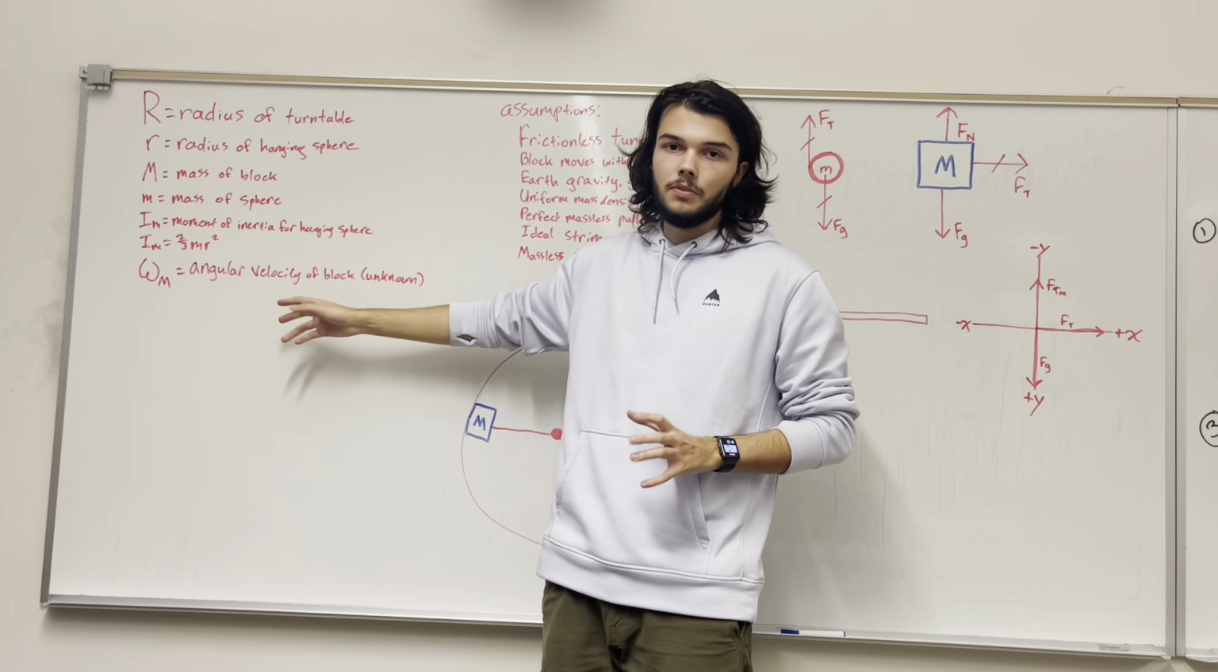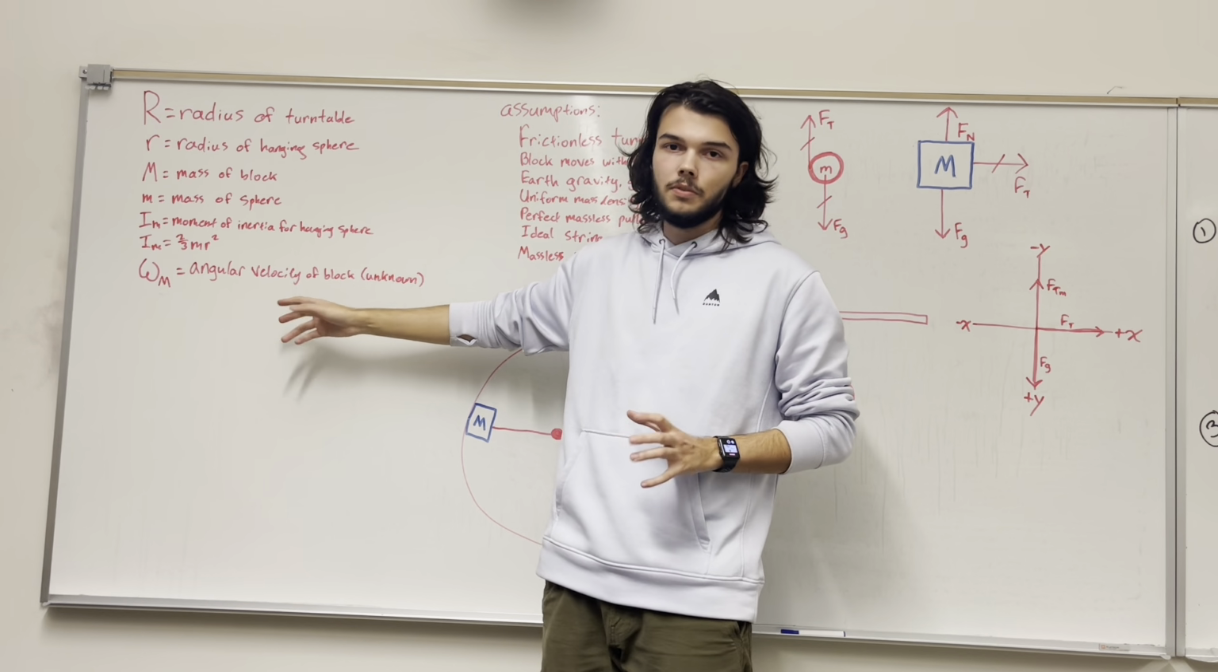We've got that this is taking place on Earth or an Earth-like system, so our gravity is going to be approximately 9.8 meters per second squared. We've got a uniform mass density for the block and the sphere. We've got a perfect massless pulley, which doesn't impart any friction and doesn't have any mass, so it won't really show up aside from redirecting the tension force. We've got an ideal string, inextensible and massless, and then again, a massless, frictionless, infinitely thin turntable.